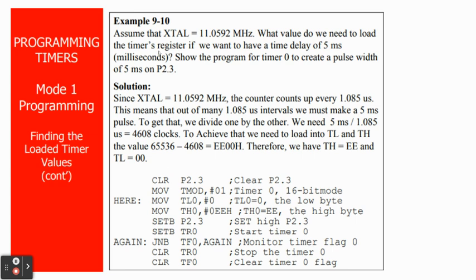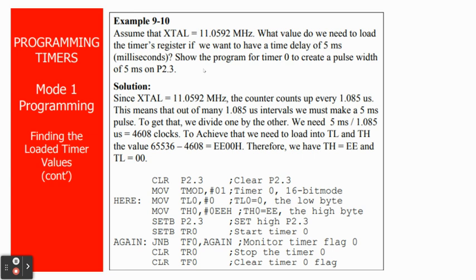So in example 9-10, we have a crystal frequency of 11.0592. The question is, what value do we need to load into the timer's register if we want to have a time delay of 5 milliseconds? So we have to show the program for timer 0 to create a pulse width of 5 milliseconds on P2.3. If you're confused, it's as simple as making an LED blink between on and off every 5 milliseconds. And to do that, we are using an LED, of course.